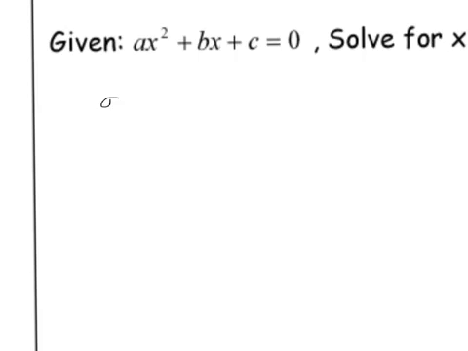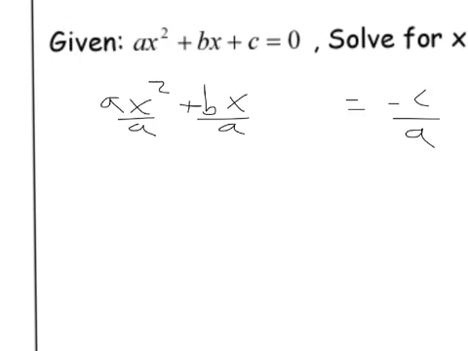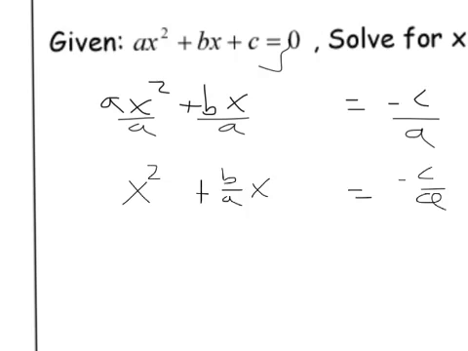So we subtract c from both sides, so we get ax squared plus bx equals negative c. Then we're going to divide everything by a. Okay, now let's see what this looks like. Well, my a's are going to cancel out, so I get x squared plus b over a times x equals negative c over a. Now if you remember, when we said we were going to complete the square, we take our b, divide it by 2, and then square it.